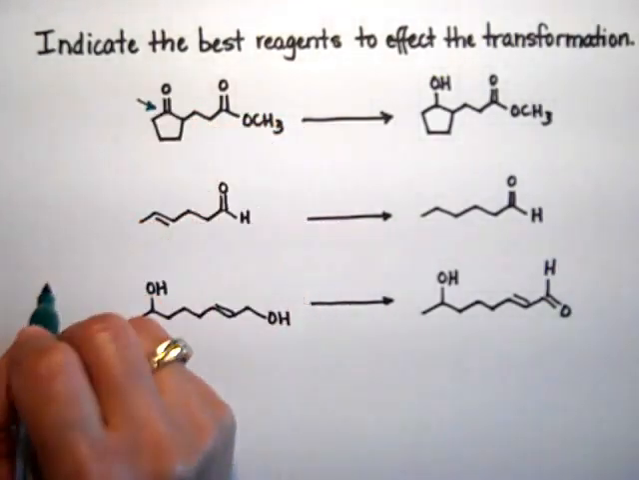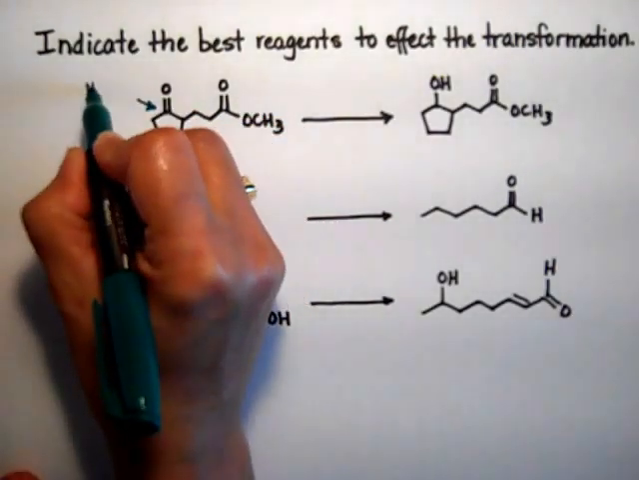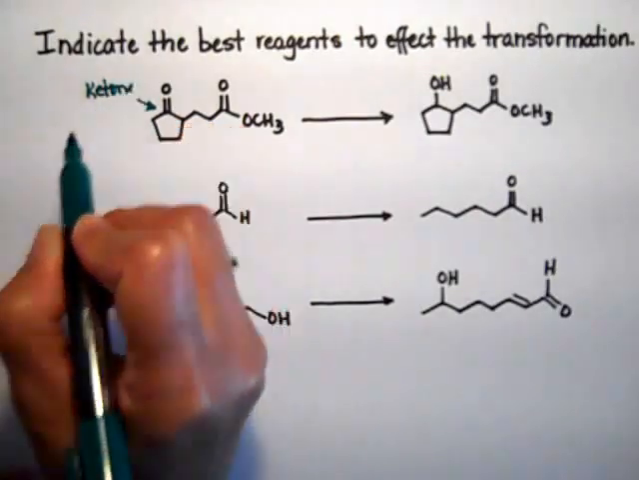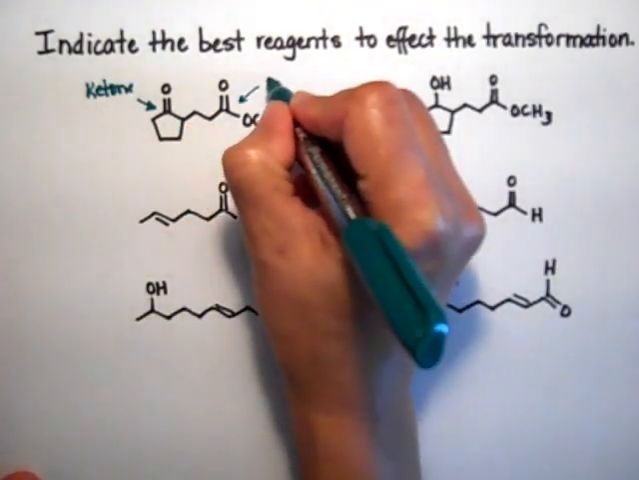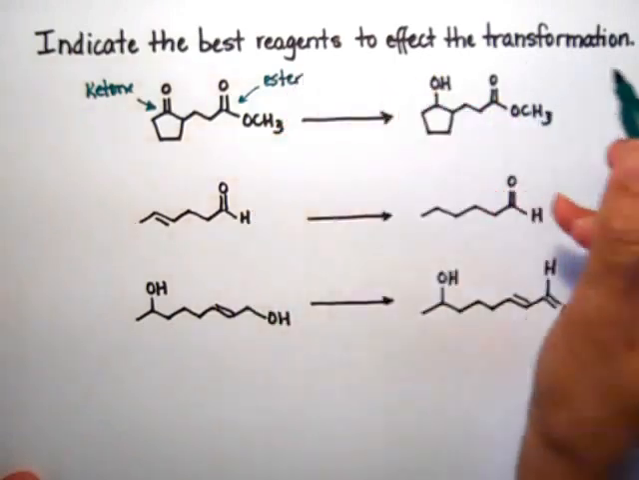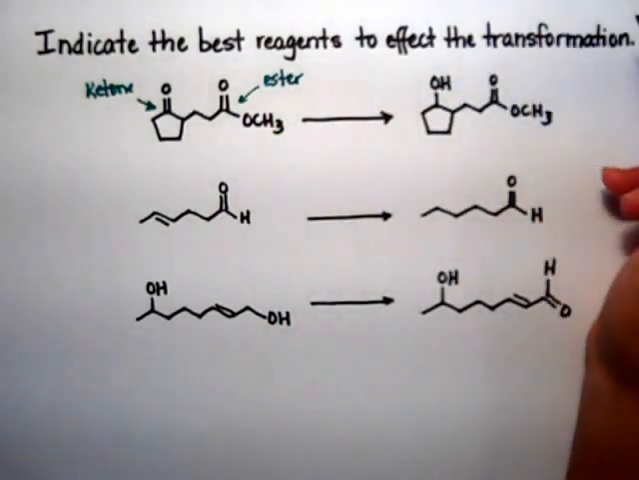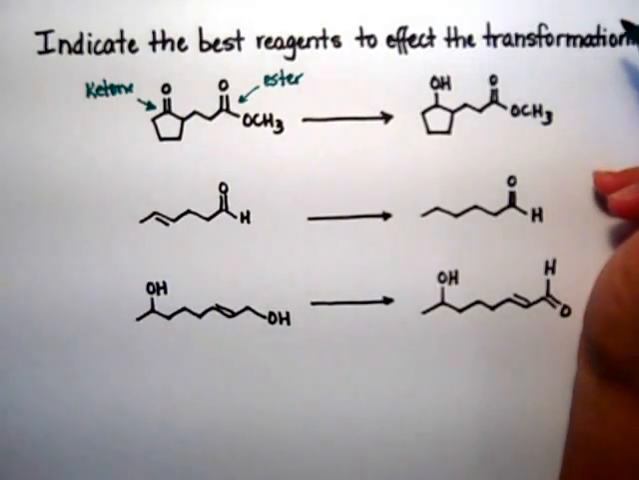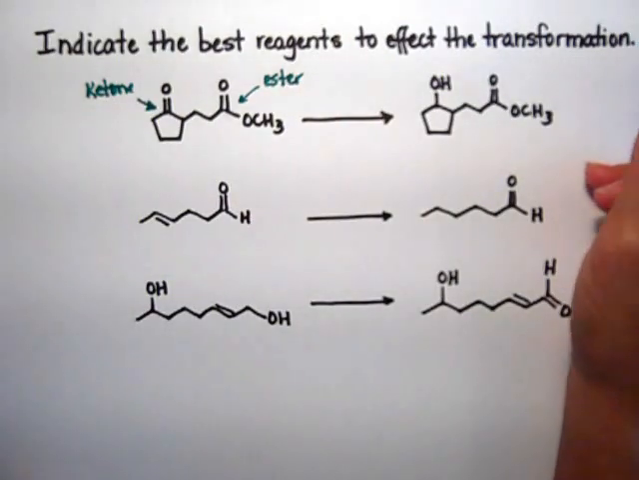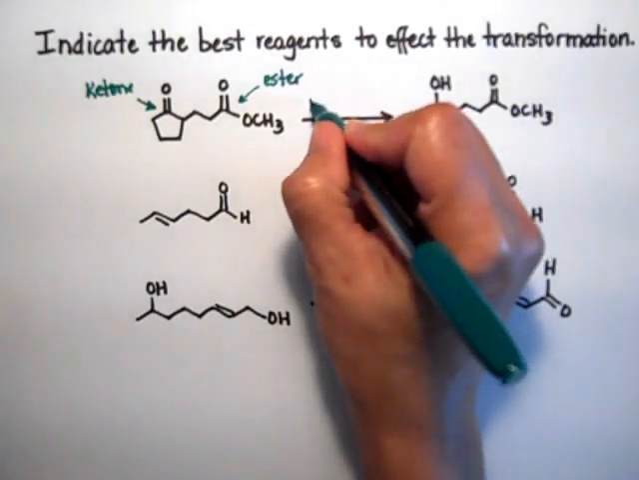I have 2 carbonyls. This one on the left is a ketone. The one on the right is an ester. And when we look to the product, they want to keep the ester but reduce the ketone. This is a simple reaction. We're going to reduce the carbonyl using sodium borohydride.